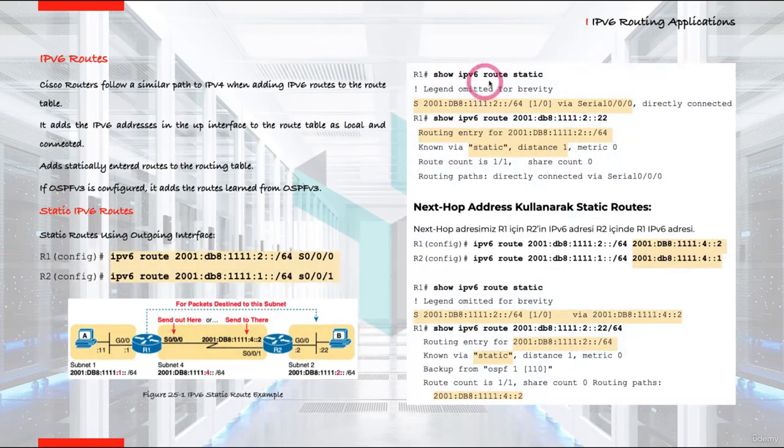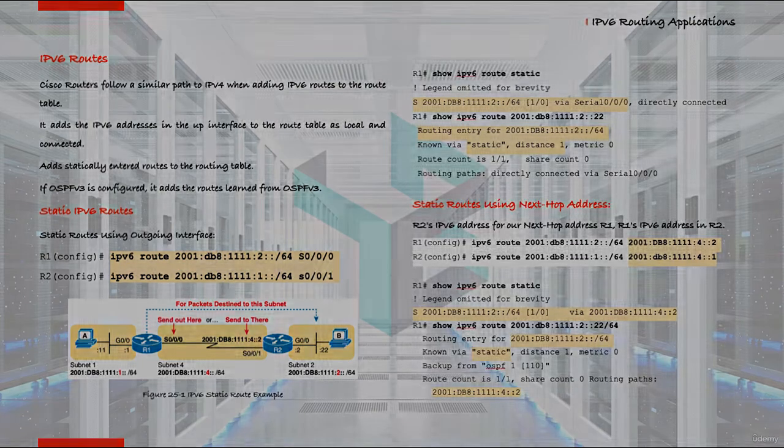We can also check it with the show ip route static command, but this command does not work in Packet Tracer. When we type show ipv6 route, it lists all the routes to you. You can check the static route on the real device. Making a static route using the next hop address, the only difference is that instead of the exit interface, we write the next hop address here. As I said, we will do them in the lab, so I pass quickly. You can also look at the commands of the applications I made in the lab from the document.